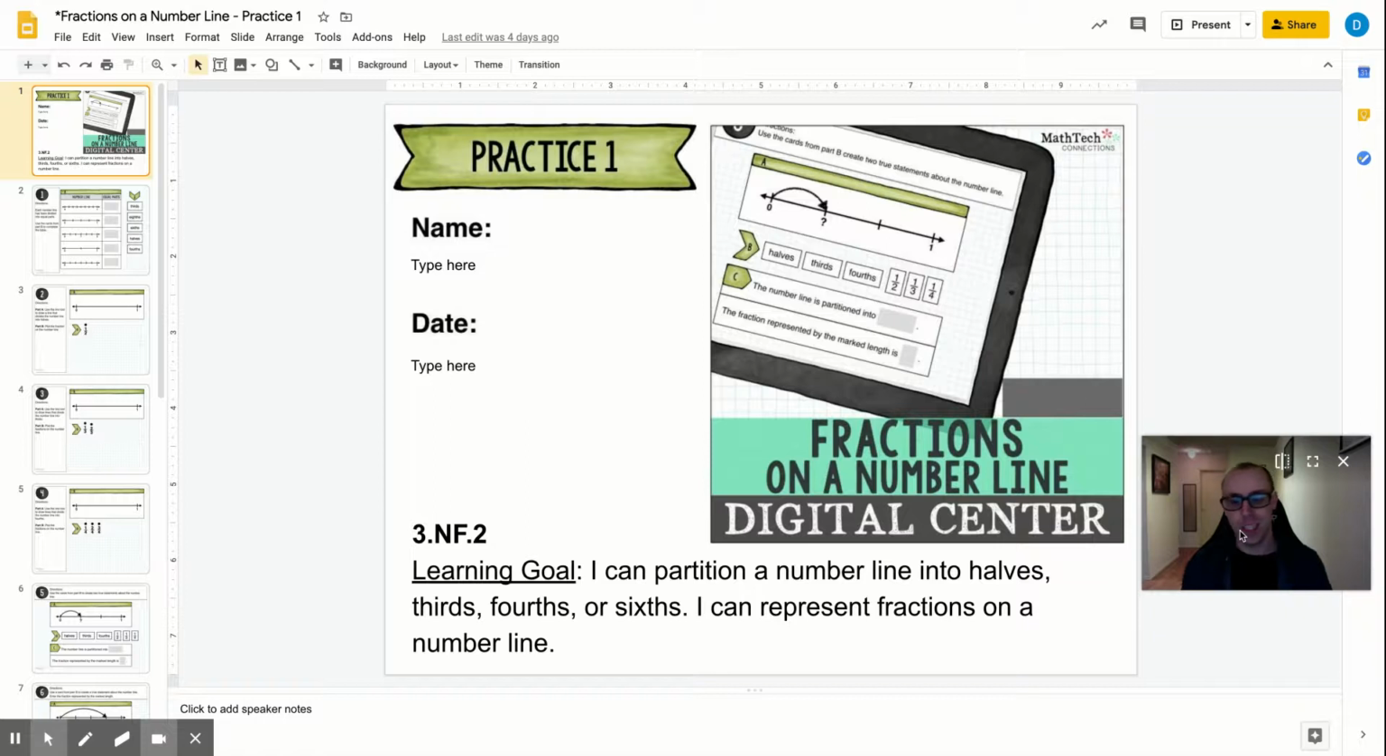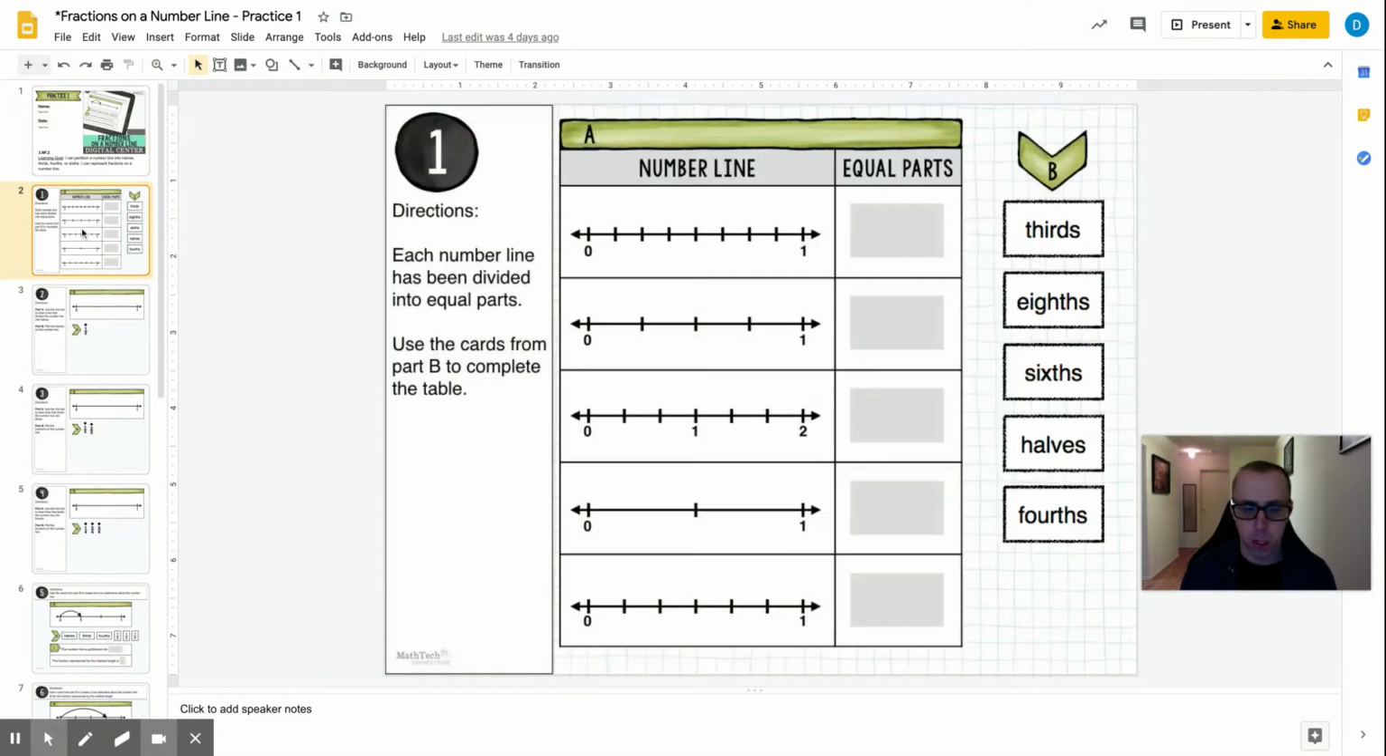Good morning, everybody. Today I'm going to review with you the practice that you had on Thursday, where you began reviewing fractions on a number line. So I will walk you through this, and this will help you with today's assignment as well, which is similar but also different. And then I will review that video with you tomorrow. Okay, so let's begin here.